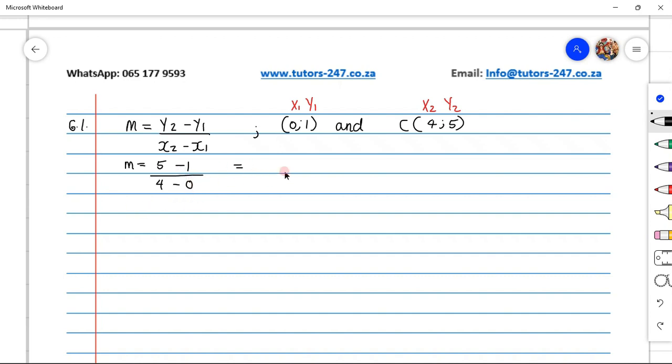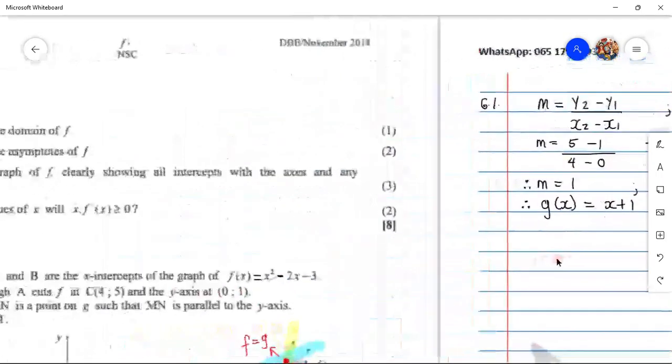From here we know that 5 minus 1 is 4, and 4 minus 0 is 4. Therefore, we can conclude that the gradient of g is 1. And we know that the c value of g is also 1. So we can therefore conclude that the equation of g of x equals x plus 1. All we did was substitute into that equation, whereby our gradient was 1 and our c value was 1. Now, let's move on to the next question.